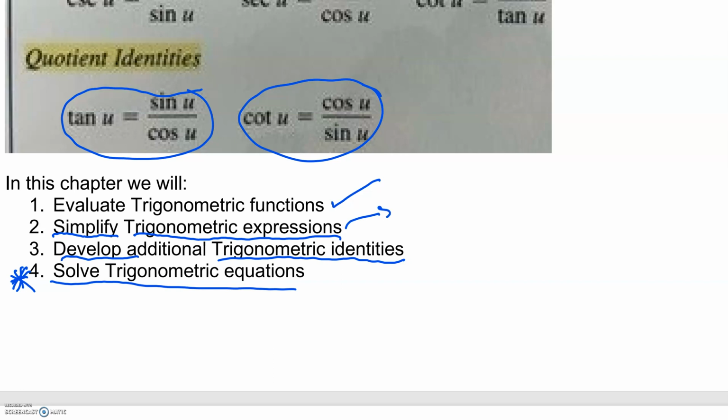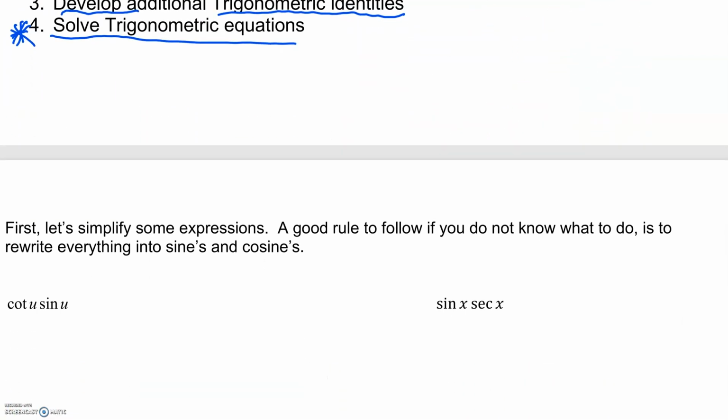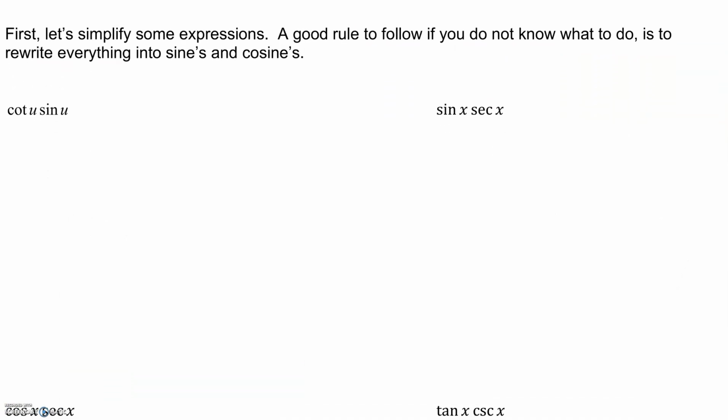Now again, this simplifying involves adding, subtracting, multiplying, dividing, and so on of these identities. So we want to figure out, what's sine times cosine, things like that. So first, we're going to simplify some. And a good rule to follow is when you're not sure what to do, like, man, I have no idea how to simplify this, sometimes a good technique is to rewrite everything in terms of sines and cosines.